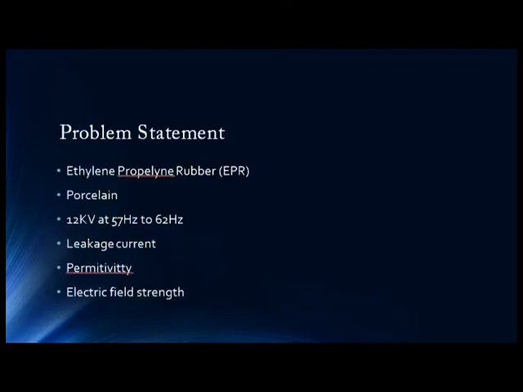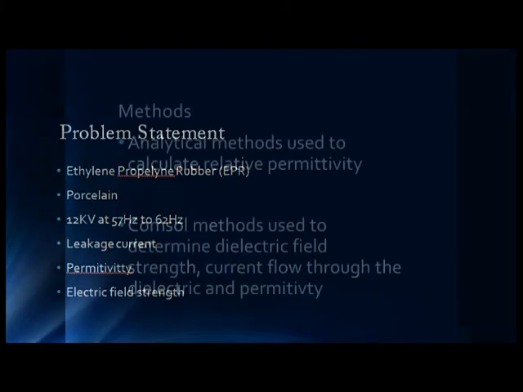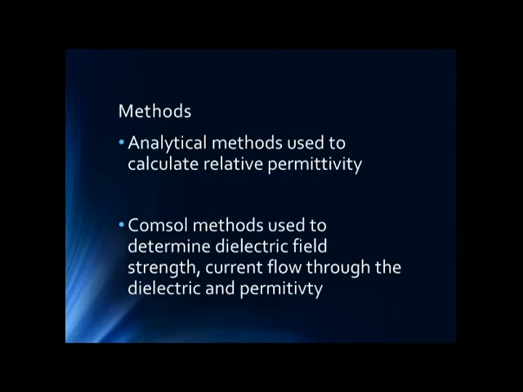Problem statement. This project investigates the dielectric properties of a dielectric binary mixture, specifically ethylene propylene rubber (EPR) and porcelain. They are both used as pole-mounted insulators for single-phase voltage lines at 12 kV, subjected to frequencies between 57 Hz and 62 Hz. The dielectric properties under investigation are the conductivity, also known as the leakage current, the permittivity, and the electric field strength. For our methods in our project, we use analytical methods as well as simulations in COMSOL.